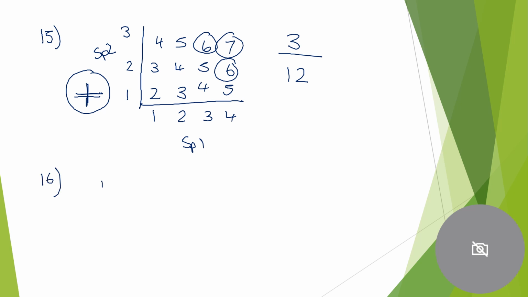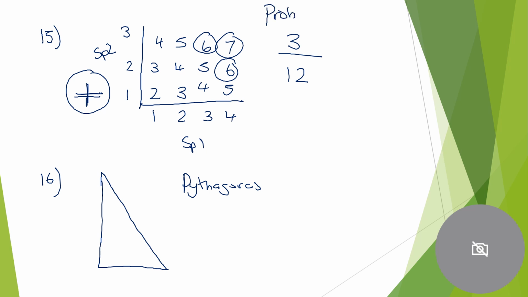16. Again, I might be in the wrong place in terms of numbers, but is Pythagoras. So 15 is probability or probability spinners, and then Pythagoras. Square, square, add, square root. If you're finding the big side.